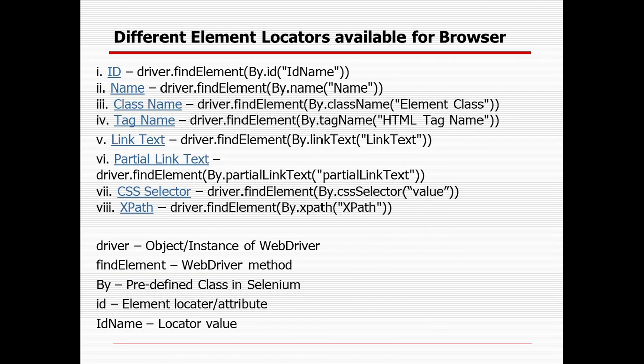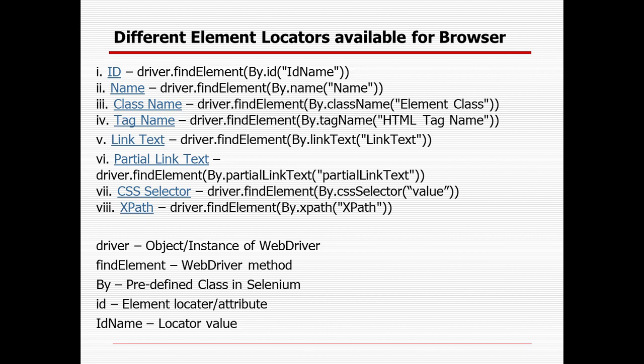You have already seen my previous video, right? What are the different element locators available for any browser? There are name, ID, class name, tag name, link text, partial link text, CSS selector, Xpath. These are the basic 8 different element locator techniques available.